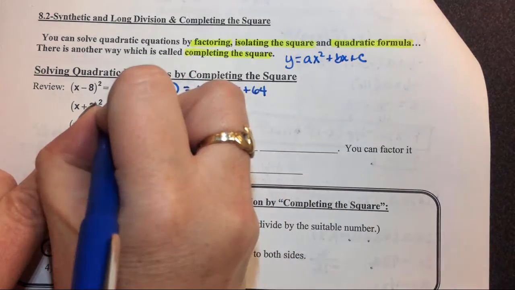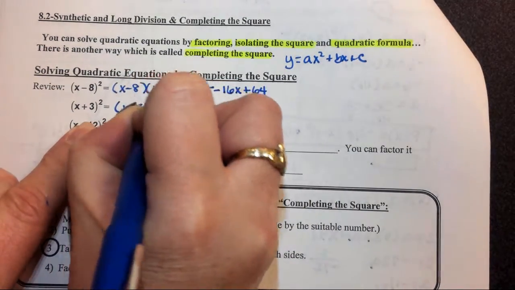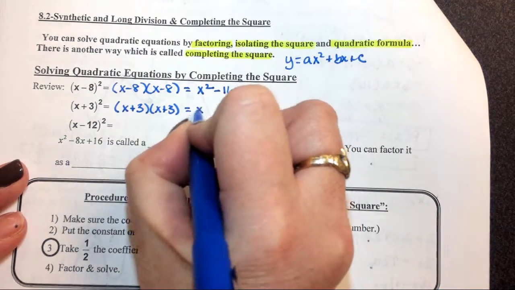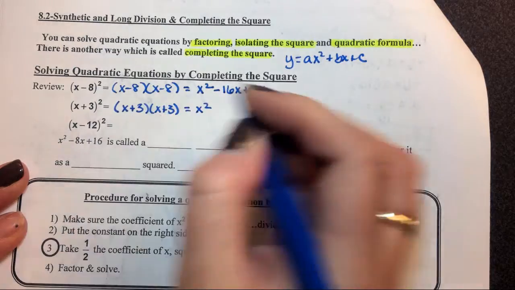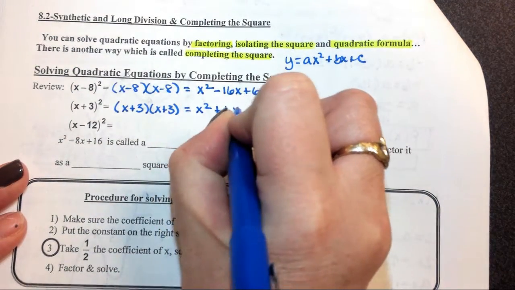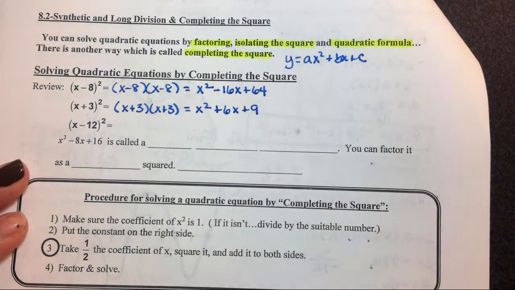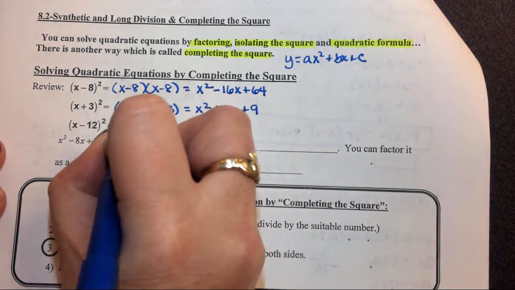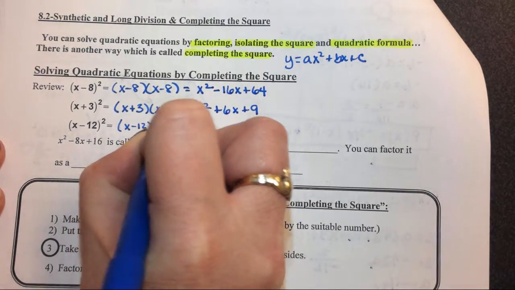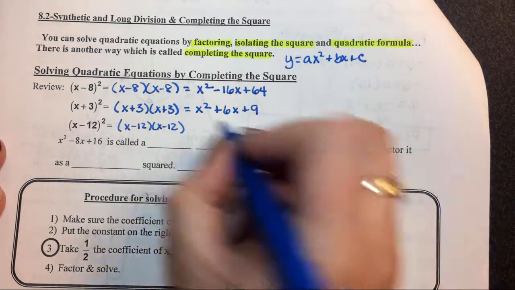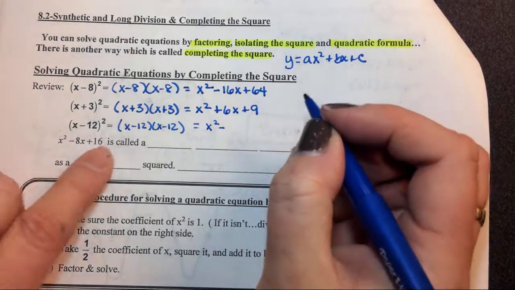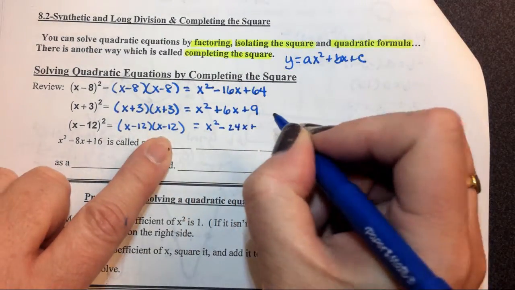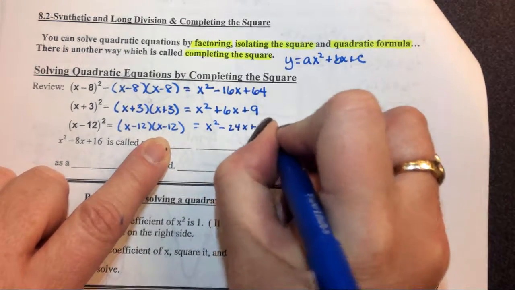So then x plus 3 to the second power would be x plus 3 times x plus 3. So again, that's going to give me an x squared. Outer terms are 3x. Inner terms is 3x. That's going to be a positive 6x. And then my last term is 3 times 3 is 9. And then lastly, again, remember, x minus 12 to the second is x minus 12 times x minus 12. So that gives me an x squared minus 12x minus 12x is a minus 24x. And then what's 12 times 12? 144.